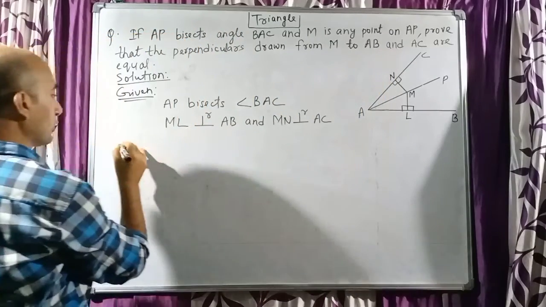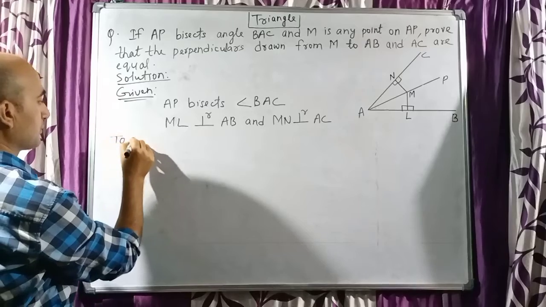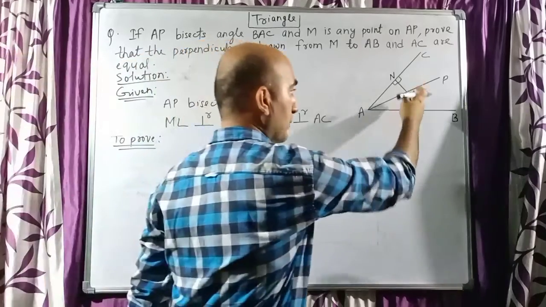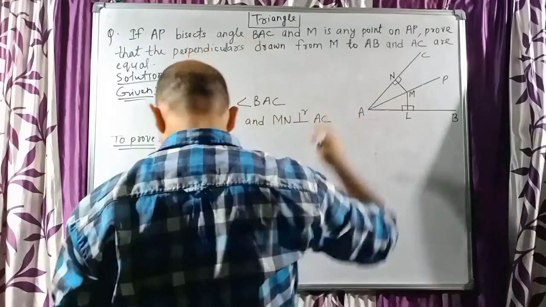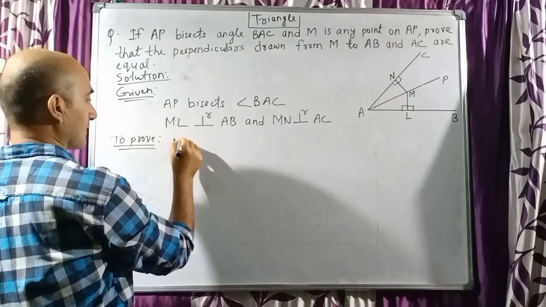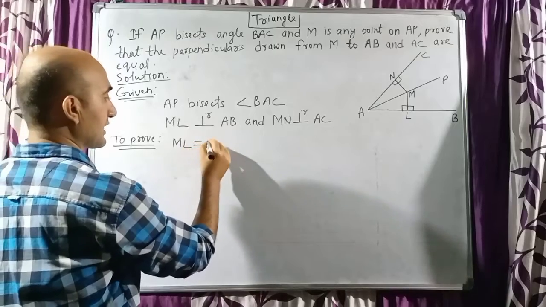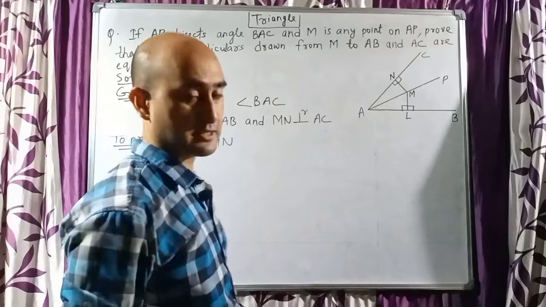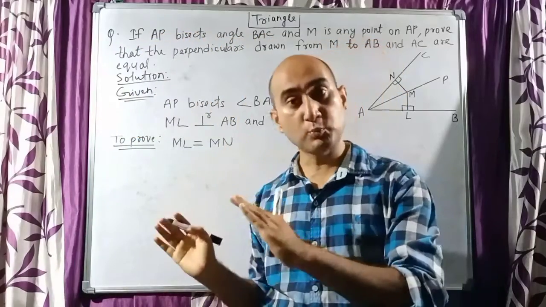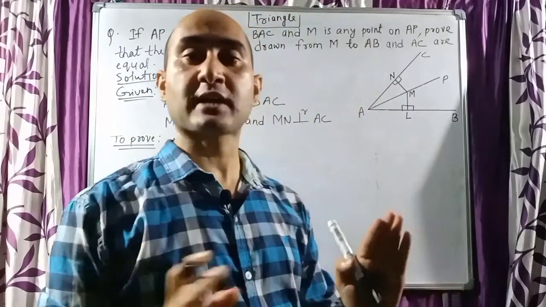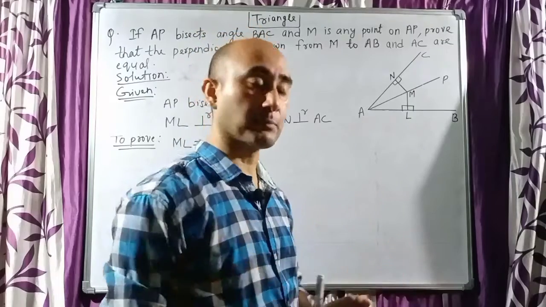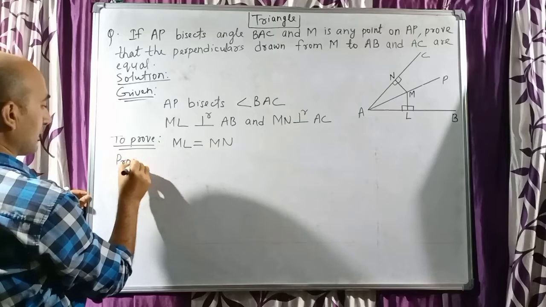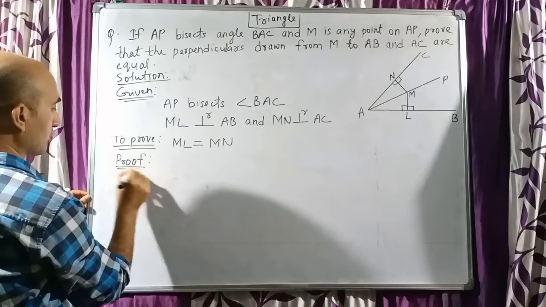Next, these things are given. Now you have to prove. What do we have to prove? We have to prove that these two perpendicular lines are equal. That means ML is equal to the other perpendicular, MN. So this is what the question is saying. Given part and what-to-prove part, I have written by reading the question. Now we will start the proof. How to prove it?